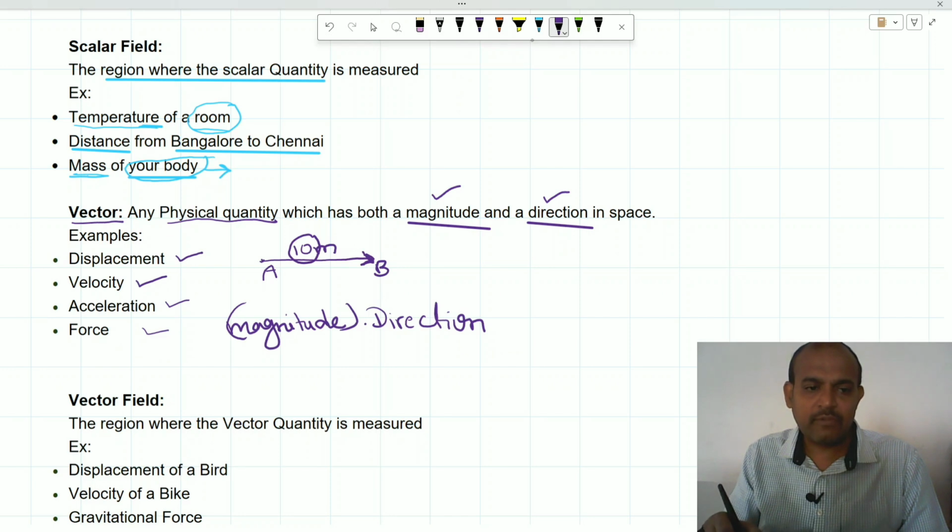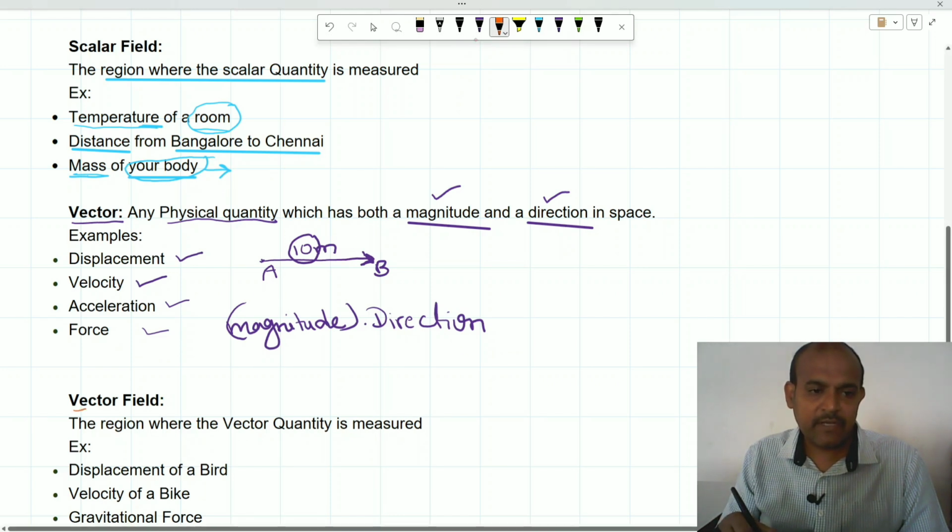When you talk about a vector field, as I already said, what is a field? It is a region where you measure this quantity. Now it is a vector field, therefore it is the region where you are measuring a vector quantity.